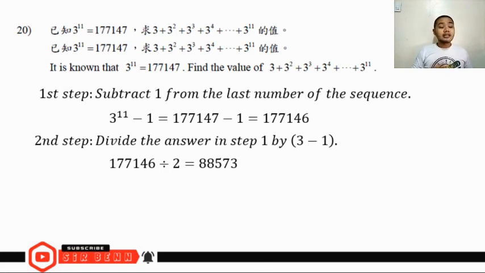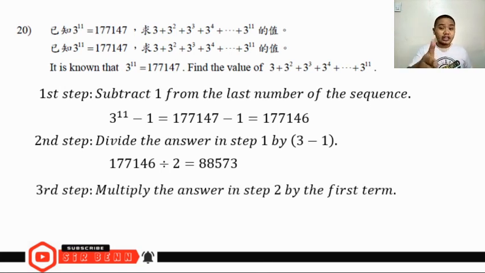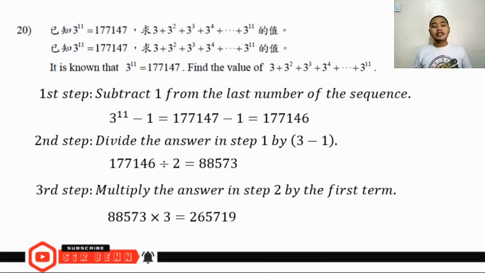The answer now will become 88,573. The last step now is to multiply the answer on the second step by the first term. In this question, the first term is 3. So in that case, that will be 88,573 times 3. This can be done by a grade 6 student. So the answer now will be 265,719. So those are some of the questions that can be seen in the mock paper of primary 6 or grade 6 of the BBB competition.